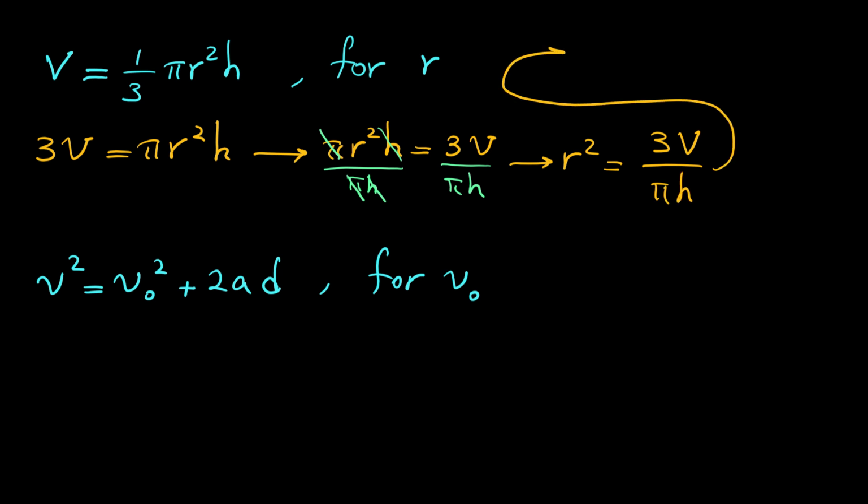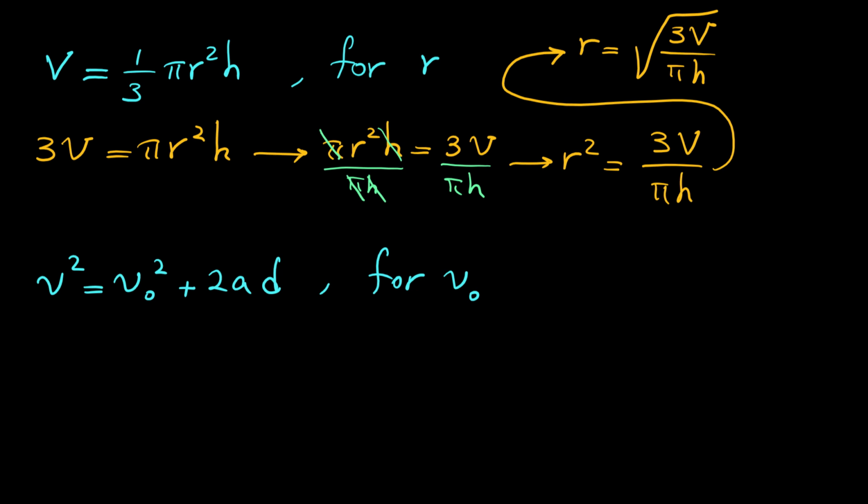Now from this equation, if we take a square root from both sides, r is a square root of 3v over pi h. Usually when we take a square root from a quadratic equation like this, we have to put a plus minus here. And you can put plus minus also here.